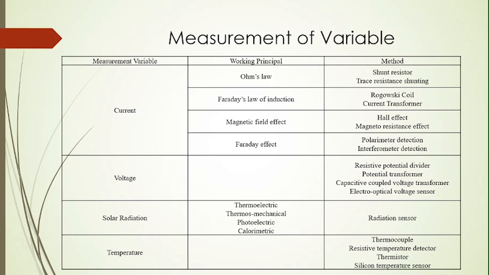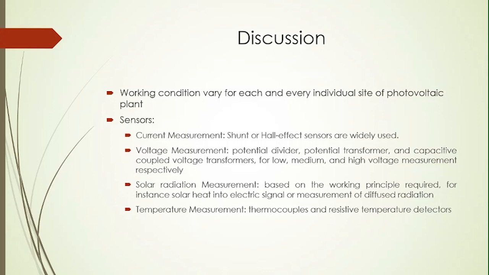For example, shunt resistor or trace resistance shunting. Different methods are used for different working principles to measure different variables. Similarly, for voltage, there are options of resistive potential divider, potential transformer, etc. And the same goes for solar radiation and temperature, that there are different methods based on different working principles to measure different variables. So the working conditions vary for each and every individual site of PV panels, which results in discrete selection of sensors and other components for particular photovoltaic plants.